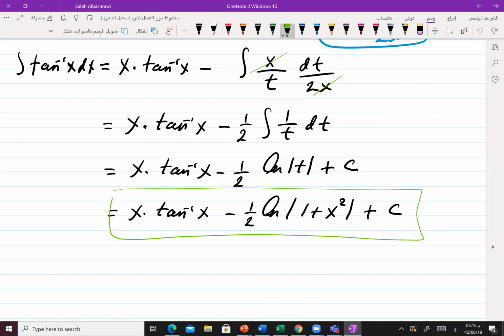We apply the integration by parts technique. We let u equal tan inverse x and dv equal 1 dx. Then we apply integration by parts to find the solution, which is x multiplied by tan inverse x minus 1/2 ln of 1 plus x squared plus the constant c.